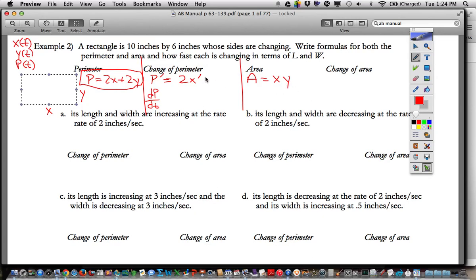Plus 2y prime. Yeah, if this was x squared, then the derivative is 2x x prime, right? You do the normal derivative, then you tack on the prime.